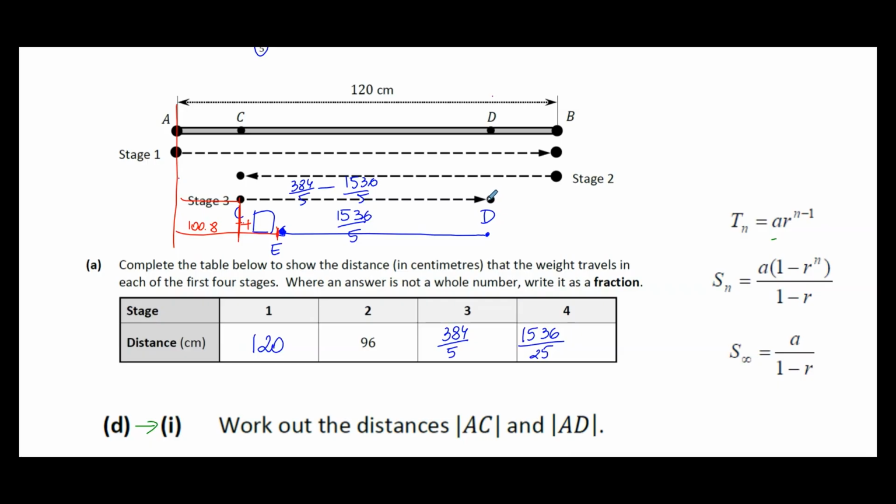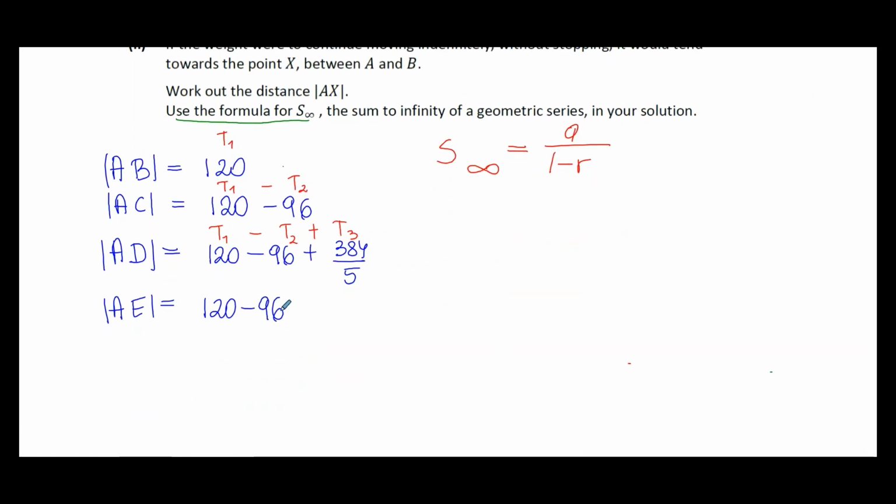Then we have, my apologies, A to C is not 108, that's A to D. That distance was what? 24. Sorry, my bad. So 24, and then to that, from these 384 over 5, we take away this distance travelled. Yeah? So from that 24, we are saying 384 over 5 minus the next 1,536 over 25.